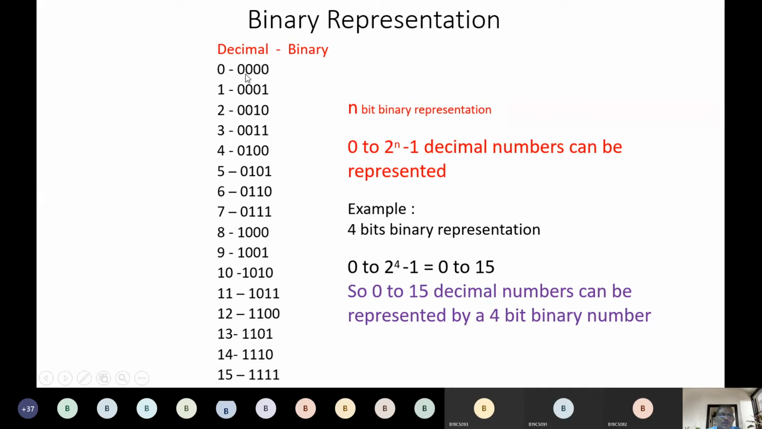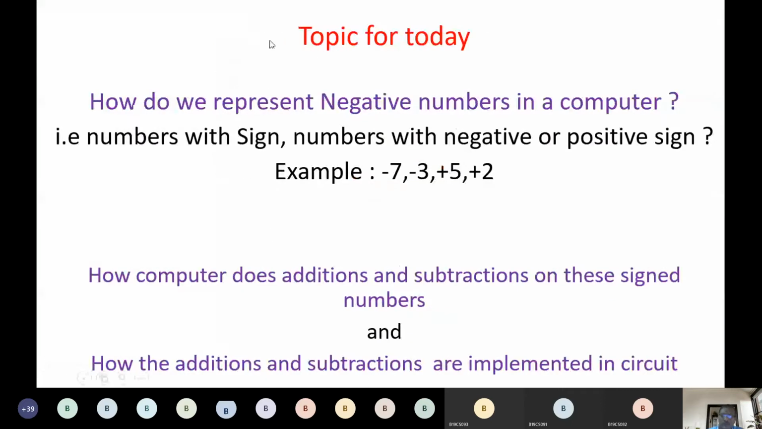You can see for 0 it's all zeros, for 1 it's three zeros and a 1. I hope you know this binary format. 0010 we call 2, 0011 is 3, 0100 is 4, 0101 is 5, 0110 is 6, and so on. This is the binary format. And remember, here we are dealing with all positive numbers. We are assuming there is no sign, no sign representation.